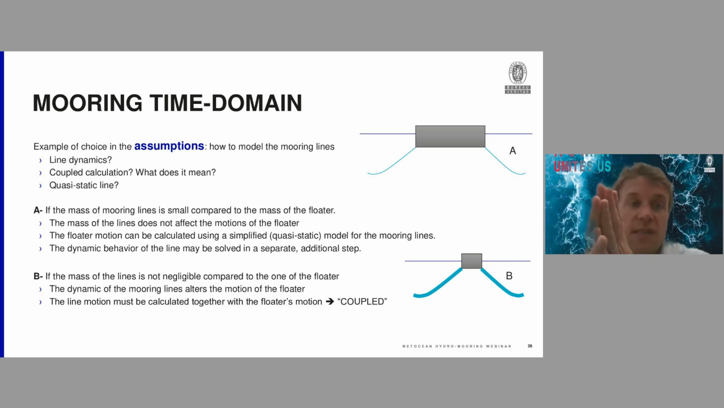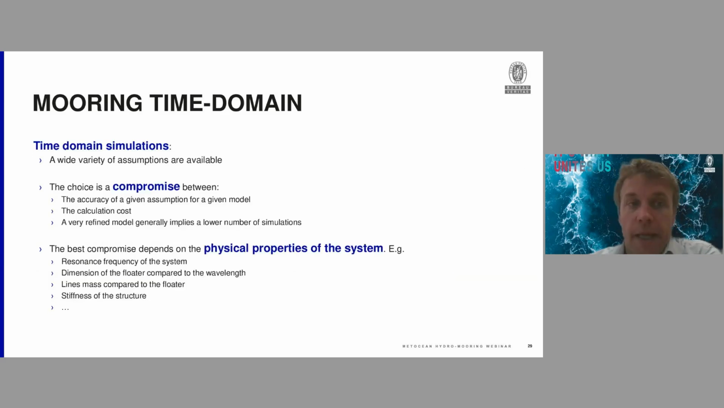So we see that there are different options that can be turned on in simulation mode, and you also have the option to couple the different options as well. So in time domain simulation, there is a wide variety of assumptions available, and the choice is a compromise between the accuracy of a given assumption for a given model and the calculation cost.